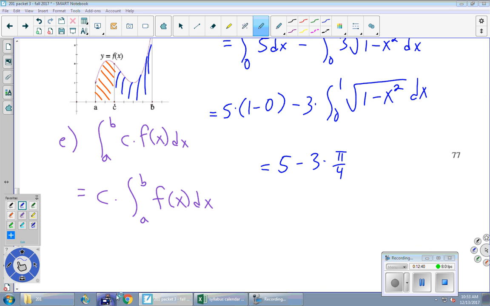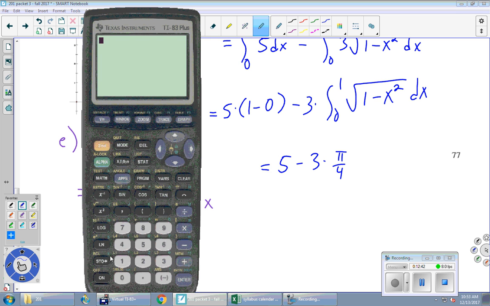So I said we could check our answer, so let's check our answer. You don't have to do this, you'll have practice in the activity. But if I do math 9, the function we were integrating was 5 minus 3 square root of 1 minus x squared. Comma, now the notation in this system is you put the variable there, comma, and then you do the lower number, comma, the higher number. Doesn't matter which one's bigger.